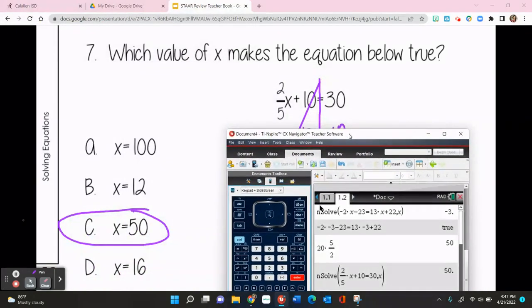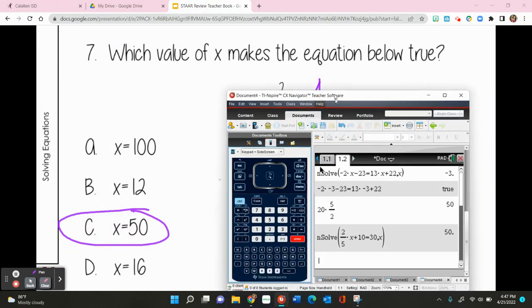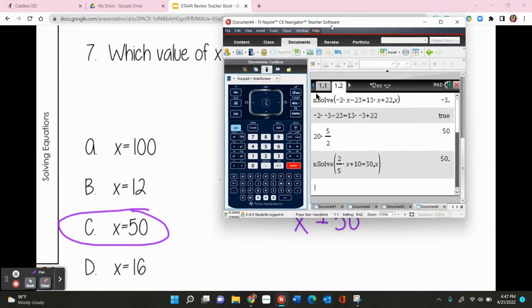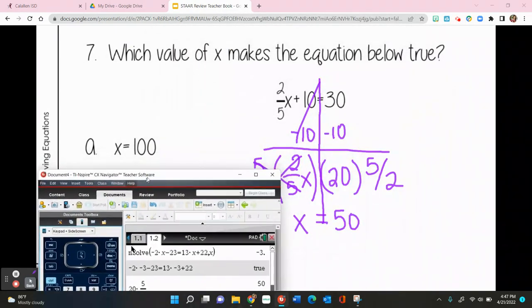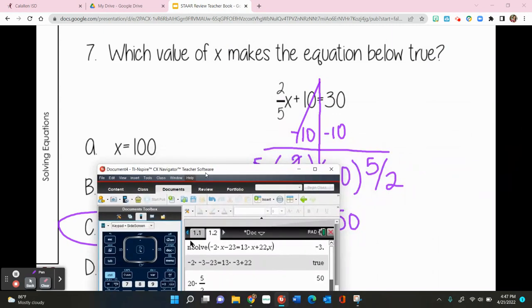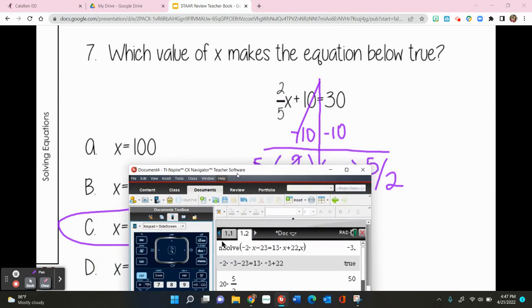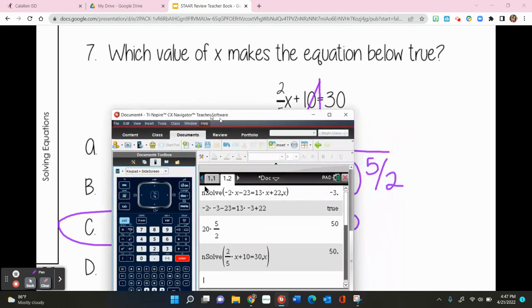Also, another way you could have done this is by substituting x with your answer choices. So what I mean by that is you're going to take, let's go with A. I know our answer is not A, but I'm going to show you what it would look like if we were to plug and chug, as we would call it. So we're going to substitute x with 100.